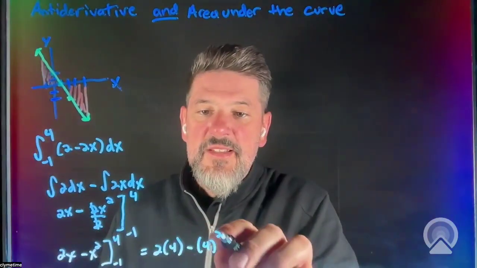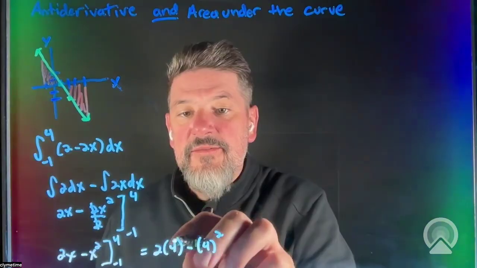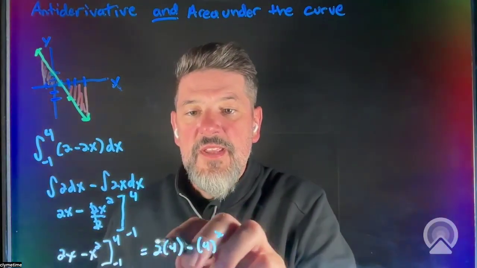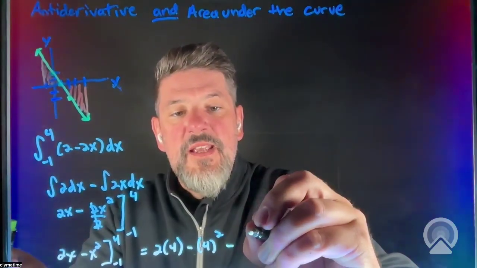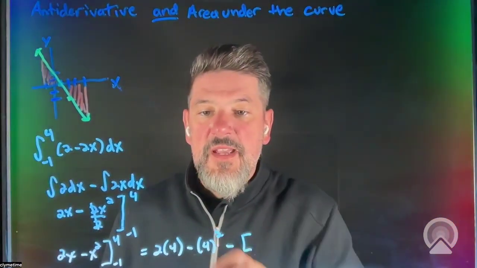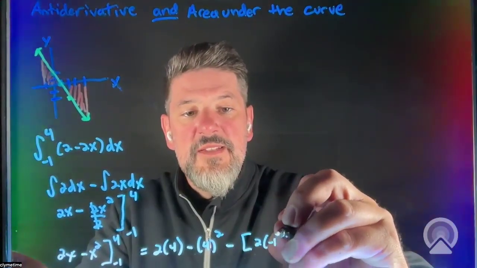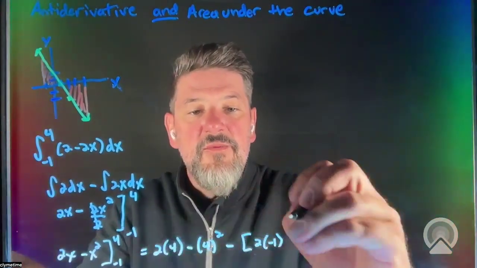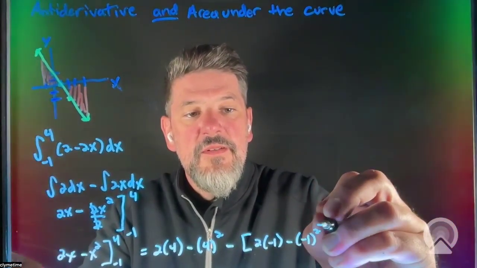And what this represents is the antiderivative evaluated at 4, the upper bound. So the antiderivative evaluated at 4, and then minus the antiderivative evaluated at -1. So I'm going to plug in -1 everywhere I see an x. So 2 times -1 minus -1 squared.